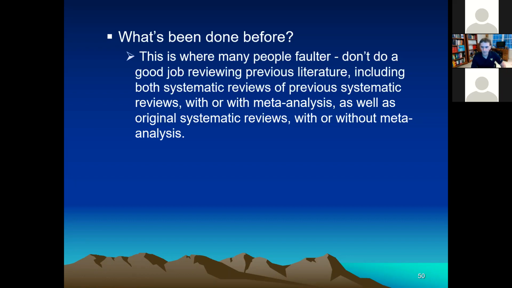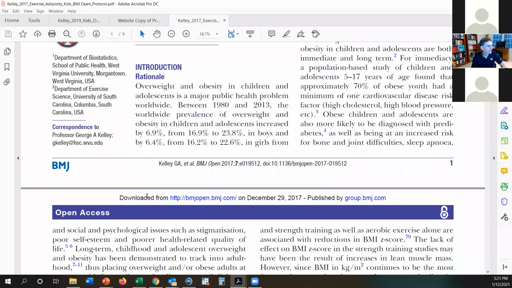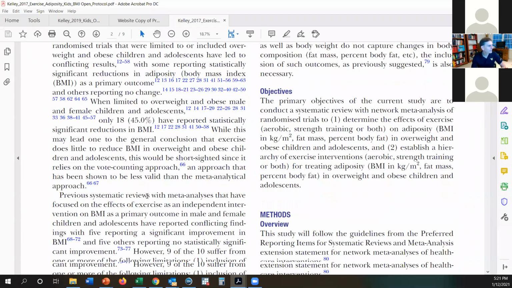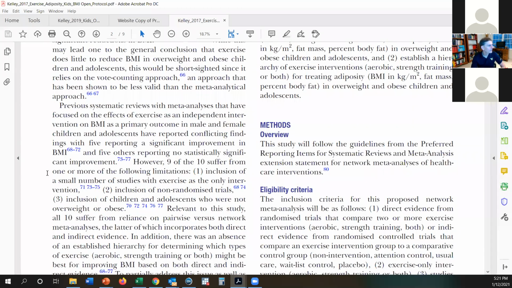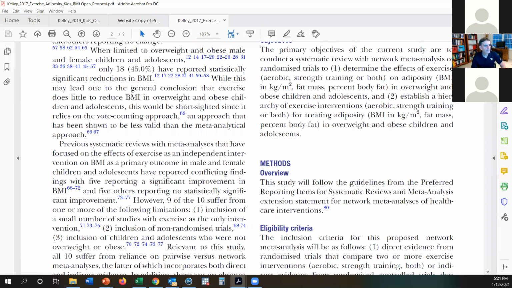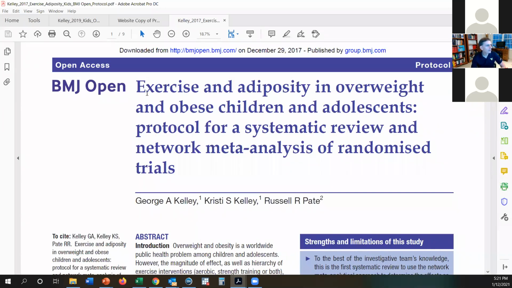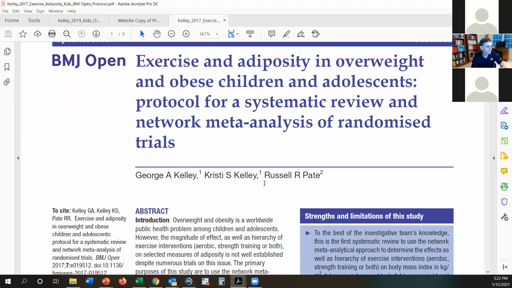Yeah. So let me just bring an example up here that I think I can find. Vamos a mostrar un ejemplo. Okay. So this is a study that we published. You can see on exercise and adiposity in overweight and obese children and adolescents, protocol for a systematic review and network meta-analysis of randomized trials. Este es un ejemplo de un protocolo de ejercicio y adiposidad en niños y adolescentes con sobrepeso y obesidad. Un metaanálisis en red con los aleatorizados.